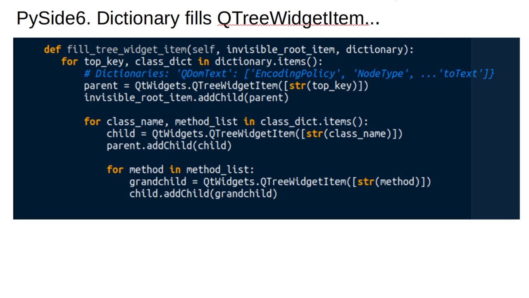So this is taking a dictionary, and basically the top key, which is the module, becomes the parent, and then the class is extracted and becomes what I call the child, and then the grandchild is the methods, really. So it puts a Python dictionary quite nicely into the widget called Qt3 widget item. Yeah.